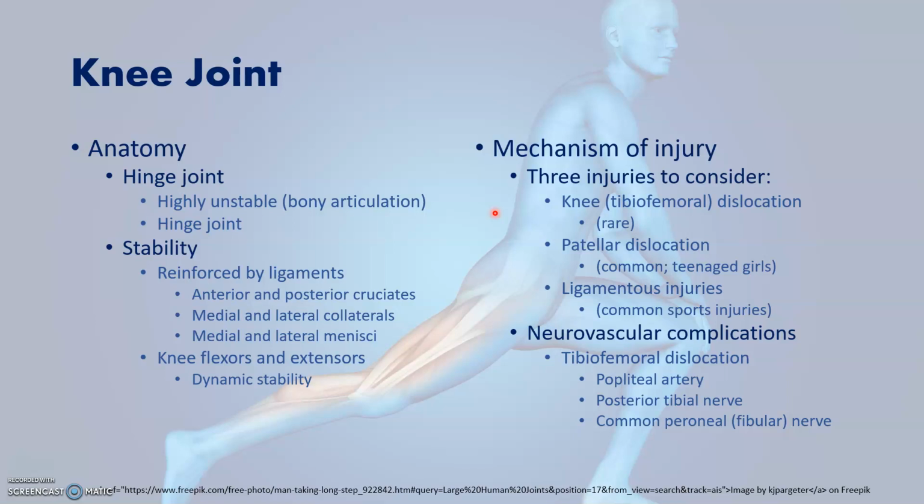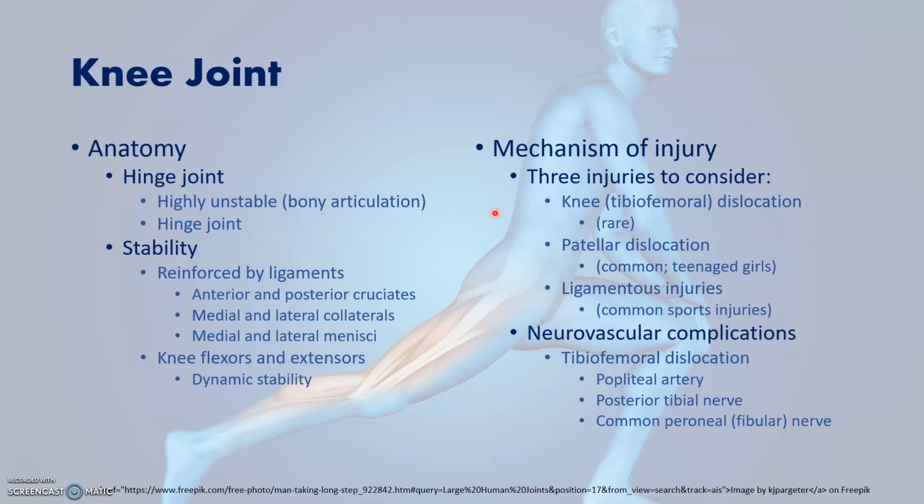The medial and lateral collateral ligaments provide stability from varus and valgus strain. So the medial collateral prevents valgus deformity at the knee, and the lateral collateral prevents varus deformity. And the menisci act as cushions between the femoral condyles and the tibial condyles, or the tibial plateaus, and they may be injured with rotational injuries of the femur on the tibia.